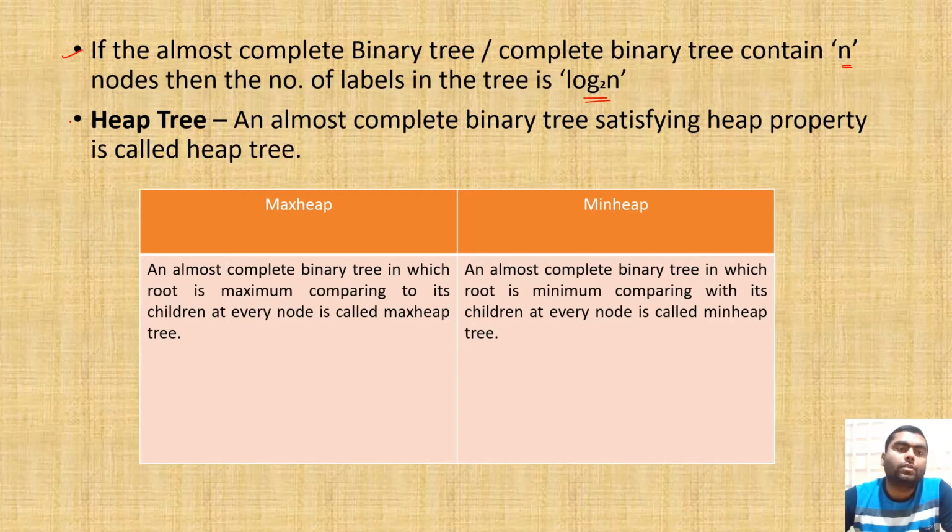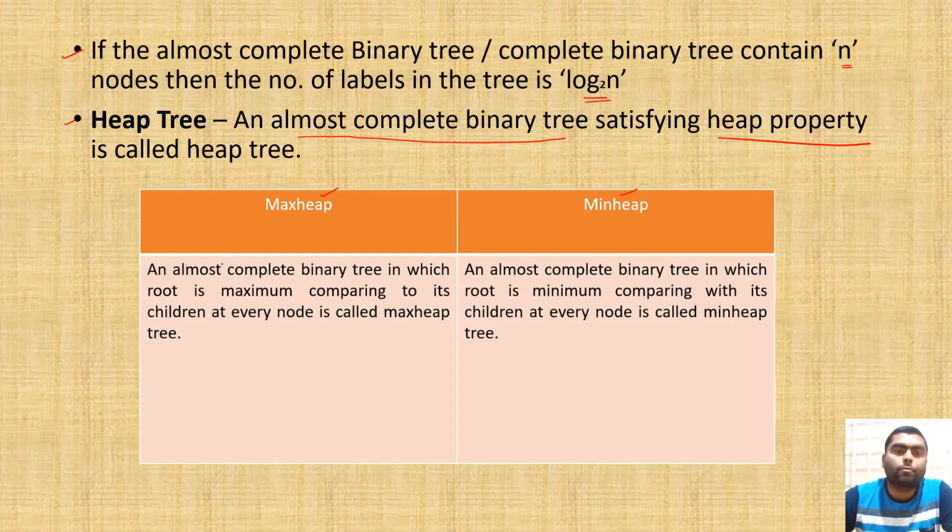Now, first of all, what is a heap tree? A heap tree is an almost complete binary tree satisfying the heap property. So first of all, a heap tree is always an almost complete binary tree which satisfies some heap property. What is the heap property? Let us discuss. There are two kinds of heap, max heap as well as min heap. This is max heap and this is min heap. What is the difference?